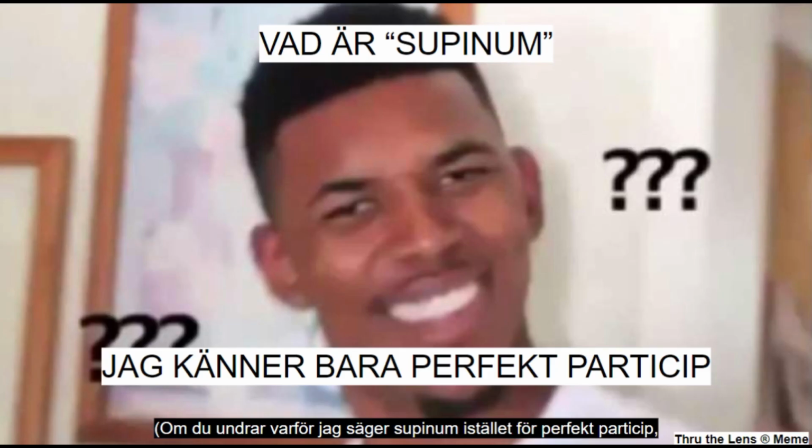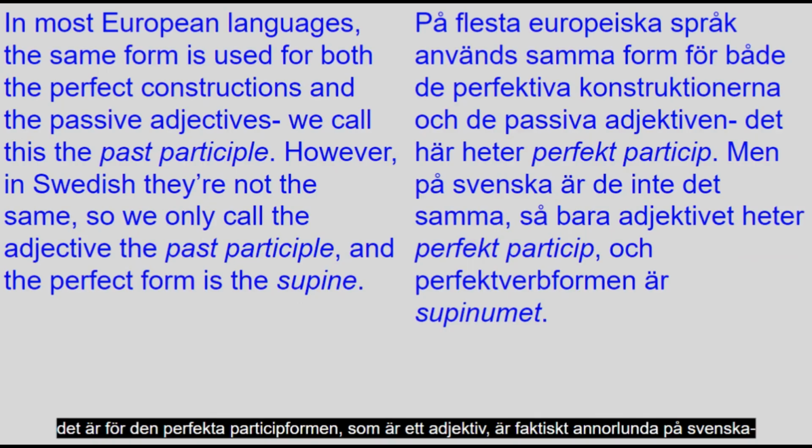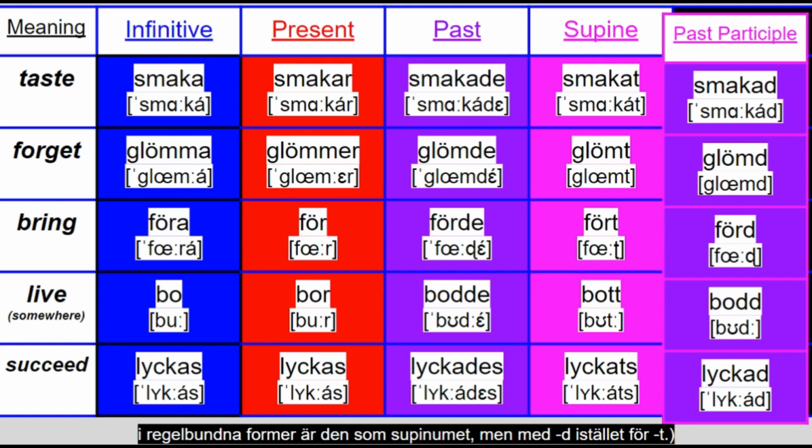If you're wondering why I'm saying supine instead of past participle, it's because the past participle form, which is an adjective, is actually different in Swedish. In regular forms, it's similar to the supine, but with a d instead of t.